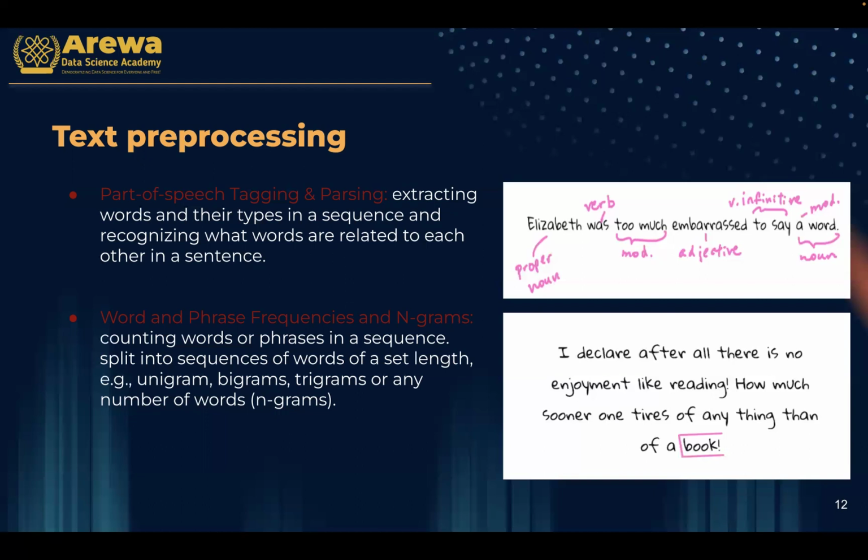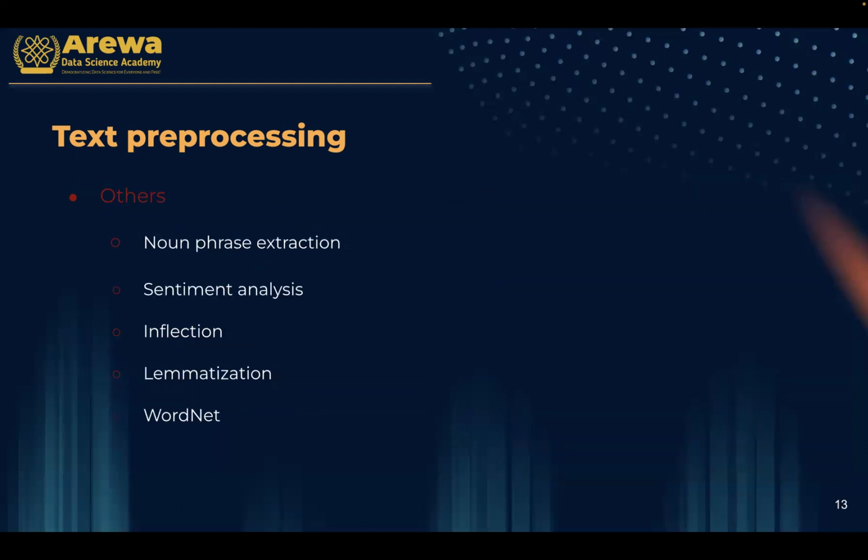You can do trigram, you can do 4 grams, 5 grams, 6 grams, and whatever. So these are n-grams and phrase frequencies. There are others you can take, let's say noun phrase extraction, where you want to know which is the subject or which is the object in a sentence. You can do sentiment analysis to determine, maybe before even doing some form of in-depth analysis, whether the mood there is negative or positive or whatever. You can do inflection, where you take a particular word and try to find its singular or plural.